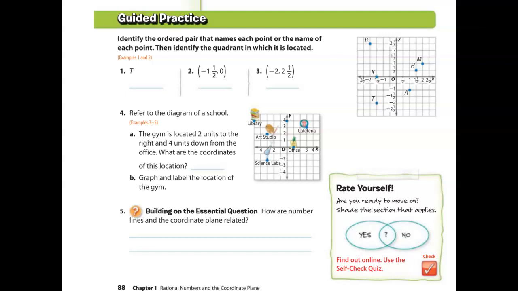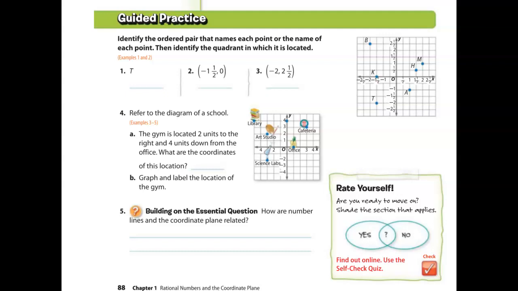Okay, we're going to do some guided practice to practice what we just learned in the notes. We need to be on page 88. In the first few problems, we need to identify the ordered pair that names each point or the name of the point. And then we're going to identify which quadrant it's in. So first question is asking for T. Now you're going to look back at examples 1 and 2 in the notes if you need more assistance.